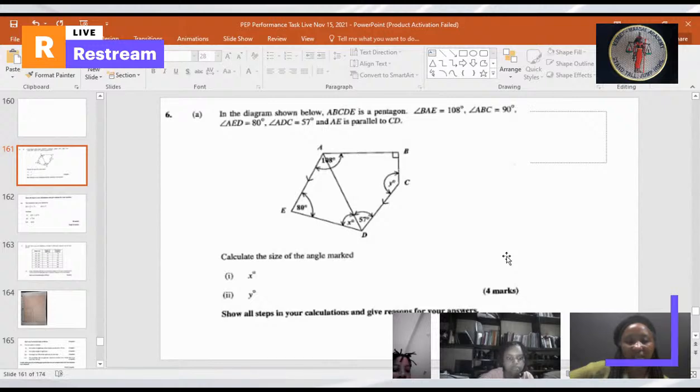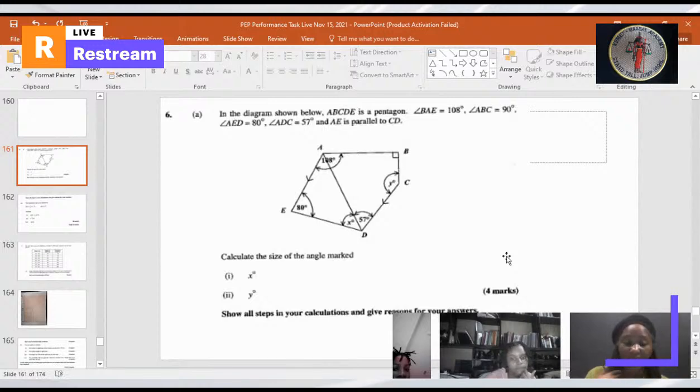So how can we find angle X? Miss, since the lines are parallel, would it be that X and 57 would equal the same thing as 108 degrees? The X and the 57 would be the same as 108 degrees? No, that would not work.